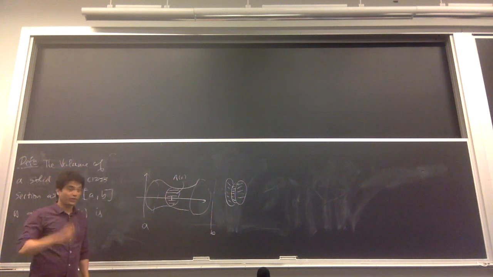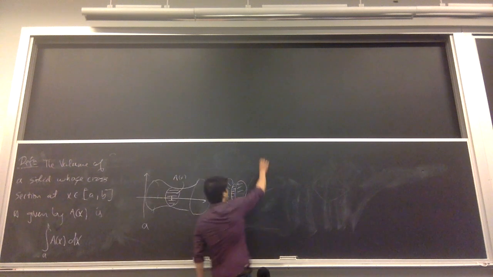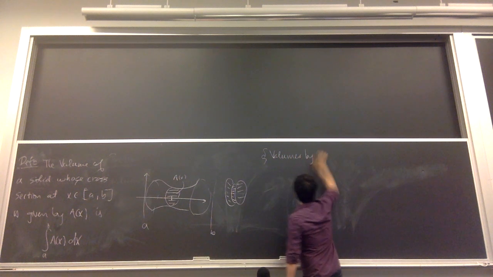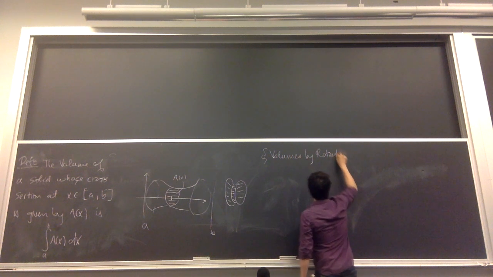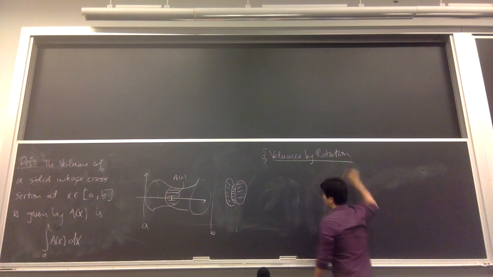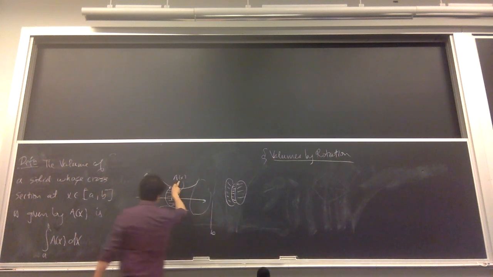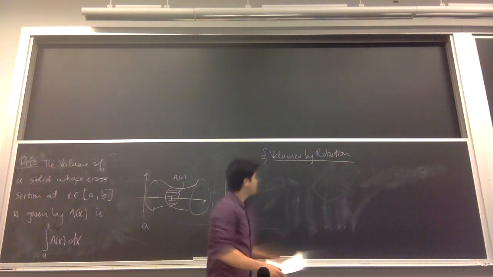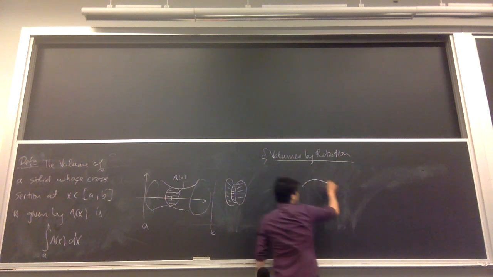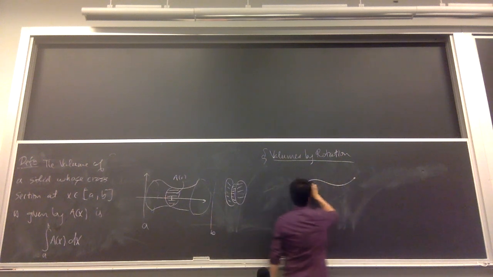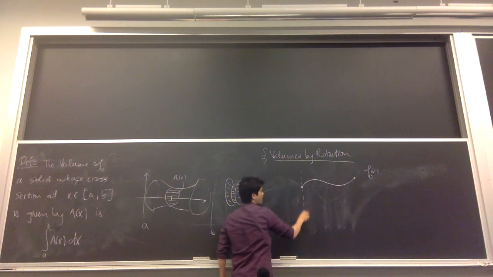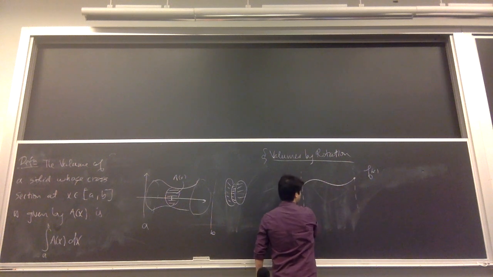All right? We're going to do another one. We're going to deduce the volume of a sphere. Okay, so volumes by rotation. One way of giving this area is to say that we're going to be given a curve, just a curve f. Right? So this is the normal way of being given a curve, just as a function.